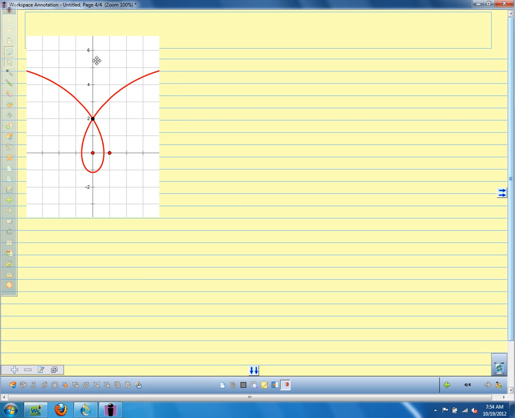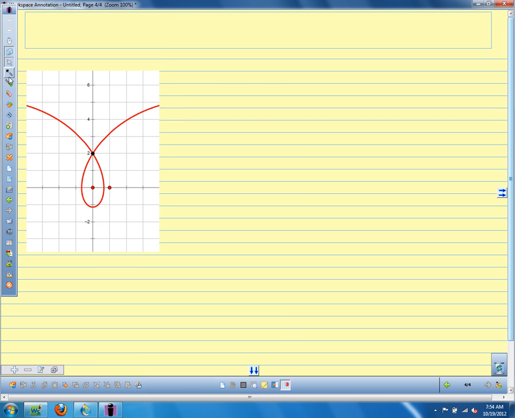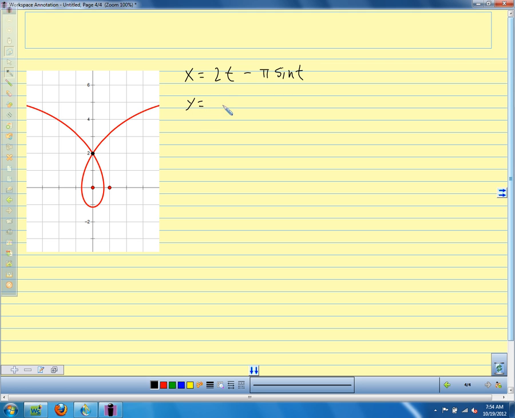So there's my prolate cycloid, and the equation we said for this was x equals 2t minus pi sine t, and y equals 2 minus pi cosine t.